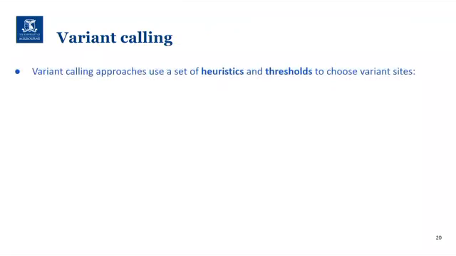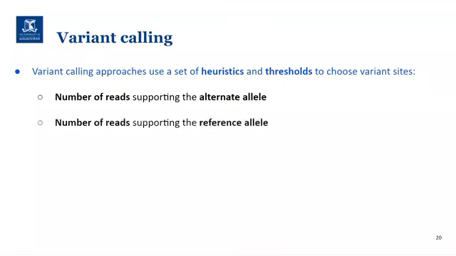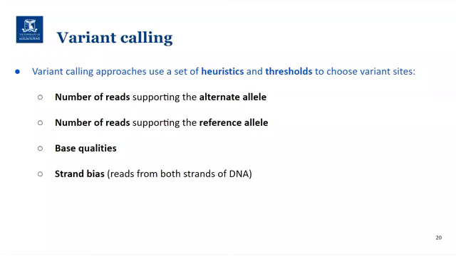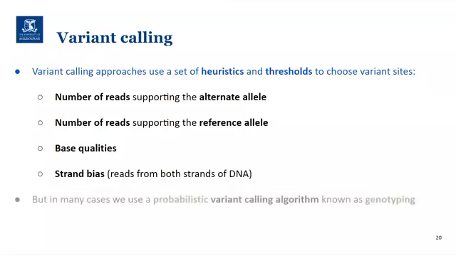Variant calling approaches usually use heuristics and/or thresholds to choose variant sites. This has to do, for instance, with the number of reads supporting an alternative allele, the number of reads supporting the reference, the base qualities, and strand bias, considering we're reading from both strands of DNA. But in many cases, most variant calling algorithms actually use a probabilistic approach known as genotyping.